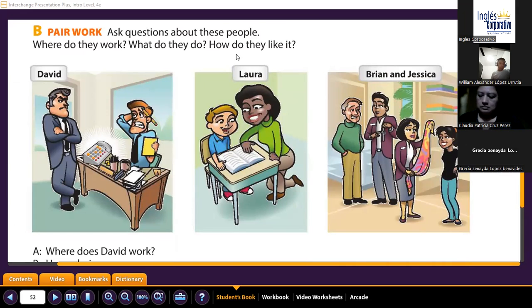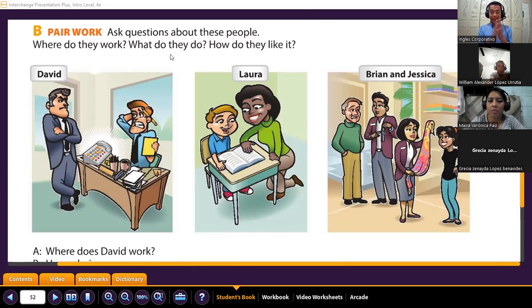Verónica. Where do they work? In a store. What do they do? How do you say vendedor, teacher? Vendors. O puede decir clerk también, empleado de tienda. Clerks. O puede decir también vendors. How do they like it? They like it. Okay. Excelentísimo. Very good. Estamos usando muy bien las preguntas de información.